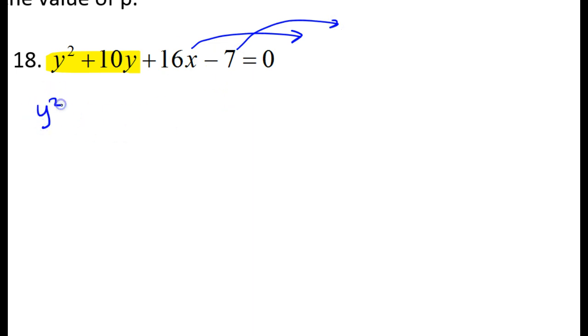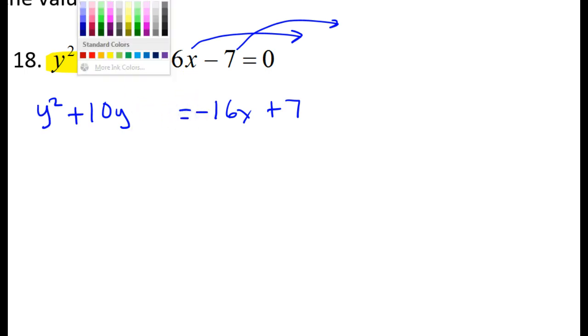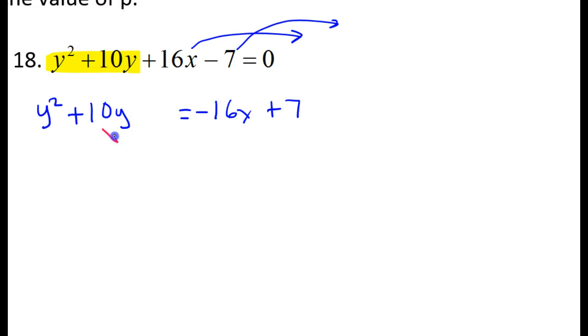So we're going to have y squared plus 10y is equal to negative 16x plus 7. I subtracted this, added that, boom, there you go. So now I need to complete the square. In fact, I'm just going to move this equal sign over a little bit more, leave space to complete the square. Half the middle squared.